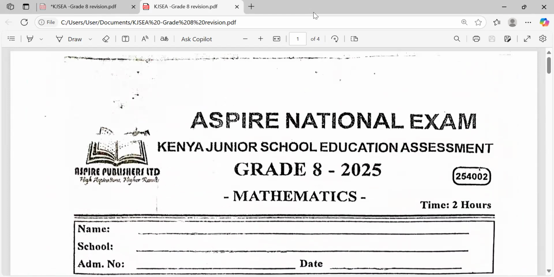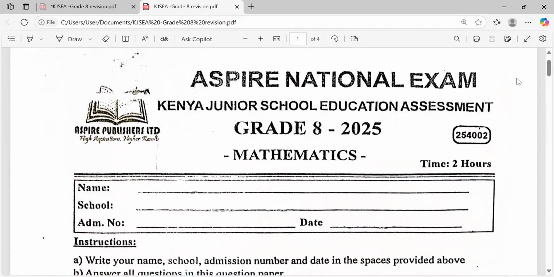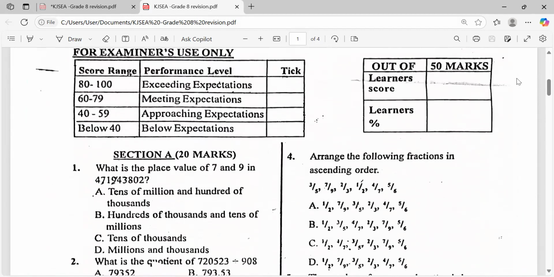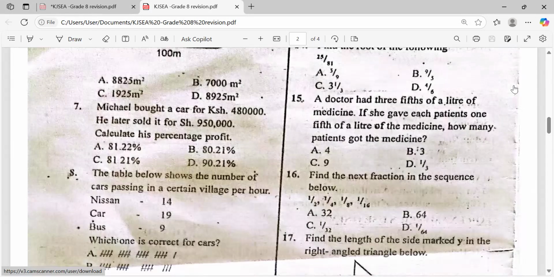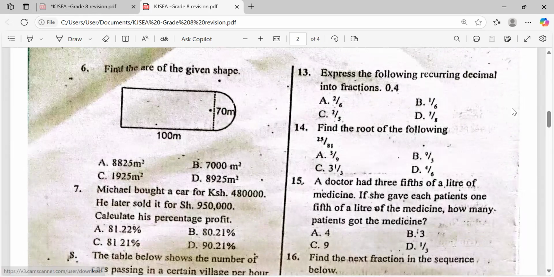Welcome to finishing this paper as per the national exam for the Kenya National School Education Assessment, KJSEA. We would like to complete the paper that we did previously, up to number 14, before we were interrupted by the network. And now let me start directly.